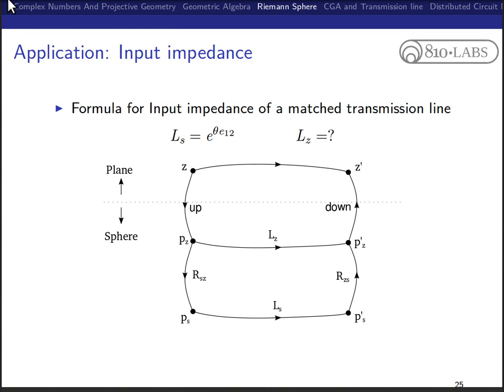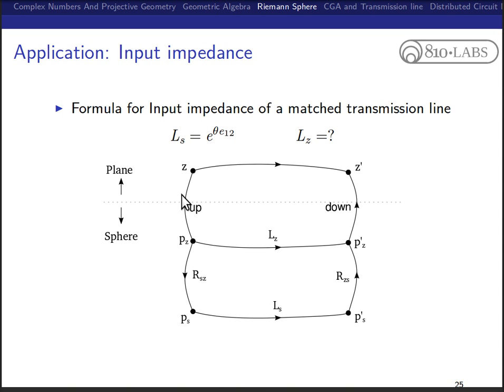Okay, so let's have an application of this. We're going to use the group property of rotations to find the input impedance expression for a matched transmission line. We know that for a matched transmission line, the reflection coefficient undergoes a simple rotation along the Smith chart, like an SWR circle. So it's going to be e to the rotation in the E12 plane.